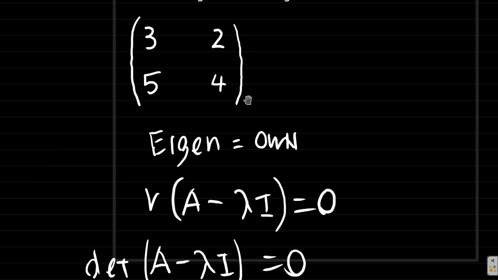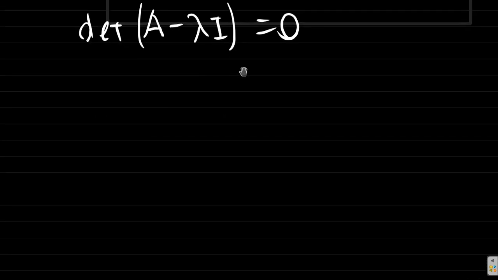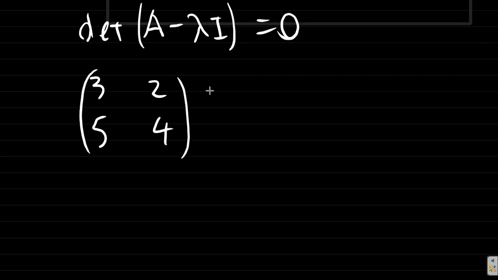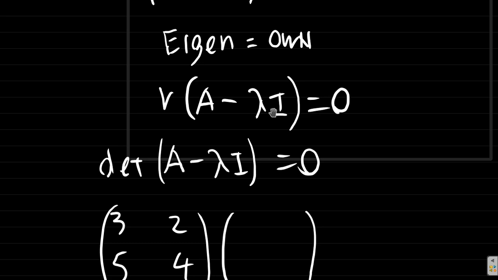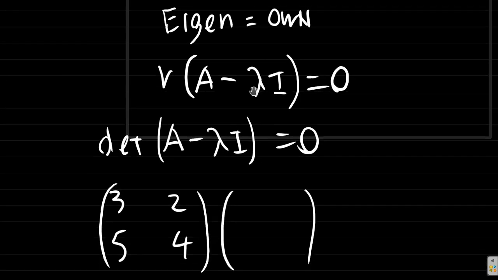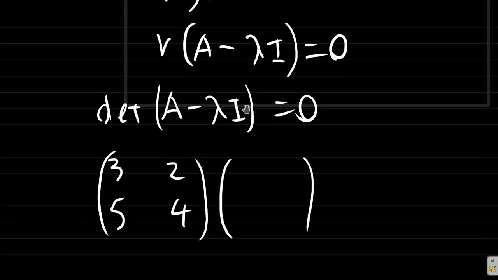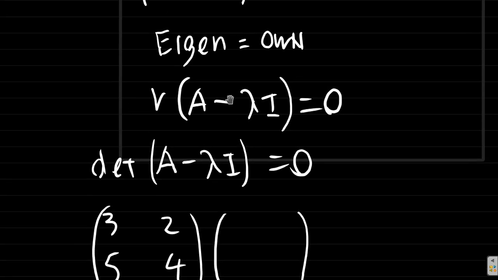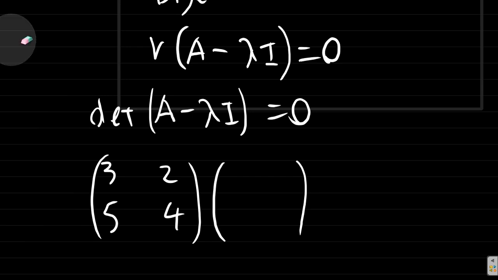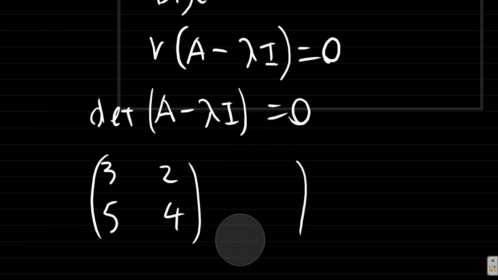The matrix A is 3, 2, 5, 4. So we have 3, 2, 5, 4 minus, not multiplied by. Where did I get multiplied by from?